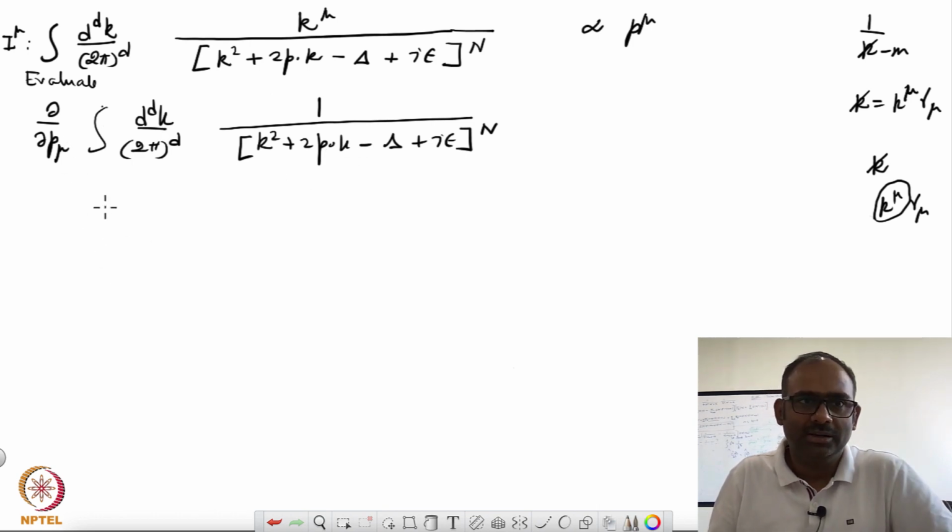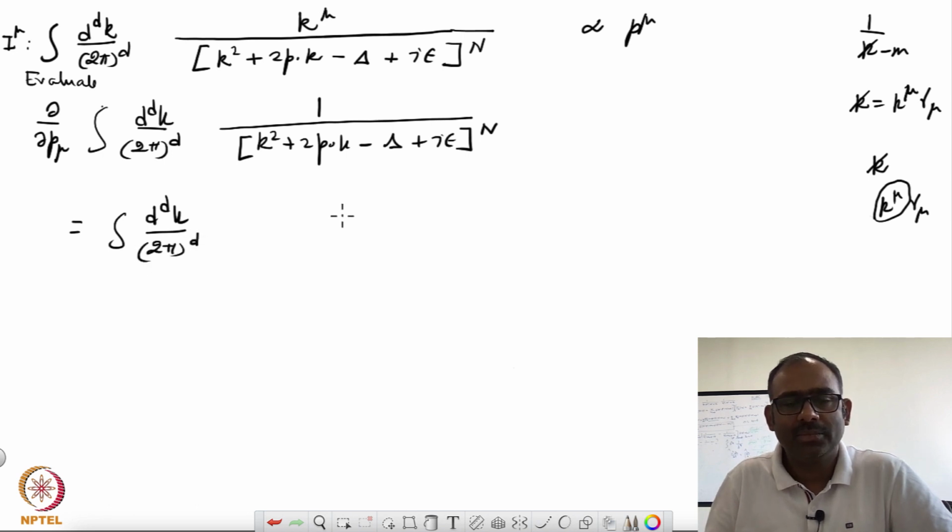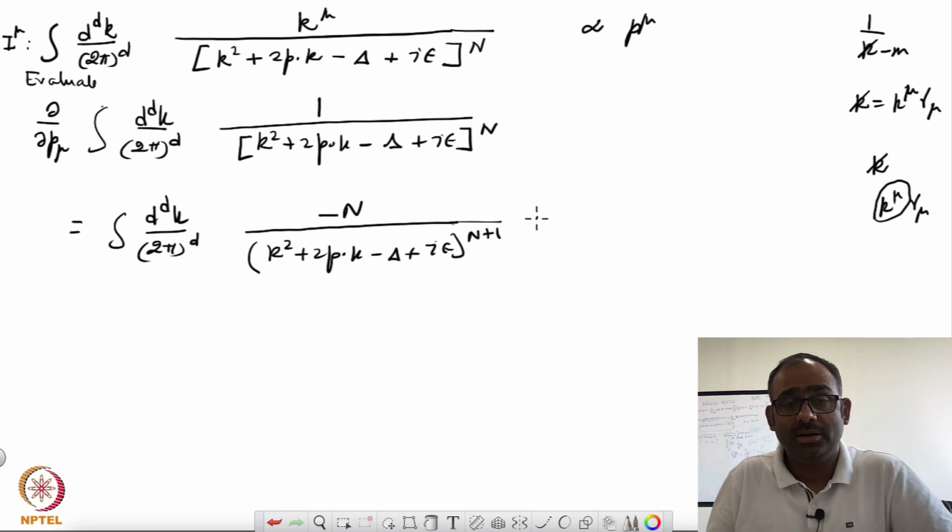So, this will give you the integral d^d k over (2 pi)^d, and this is basically minus n over (k square plus 2 p dot k minus delta plus i epsilon) to the power n plus 1, into 2 k mu. Differentiating this will give you 2 k mu. So, that is what you get.